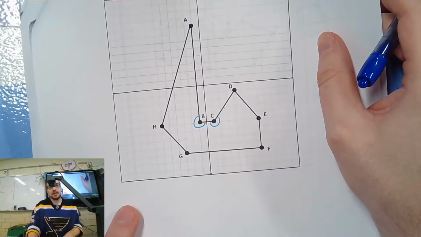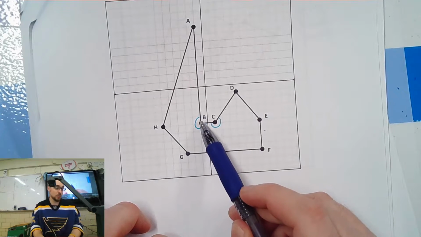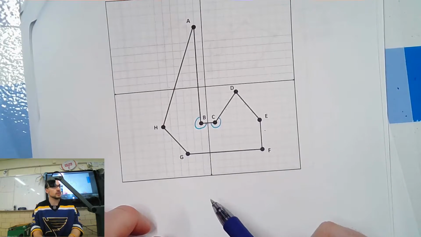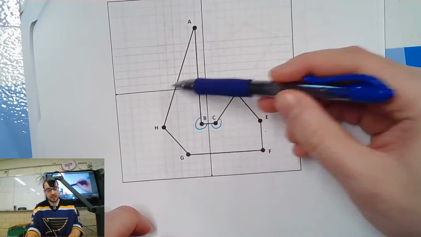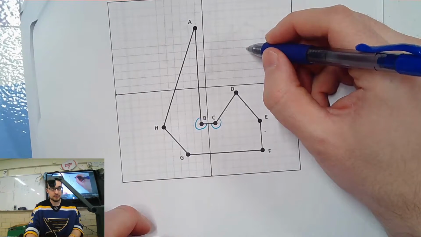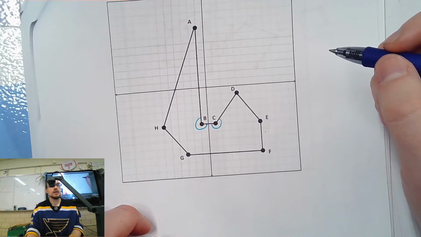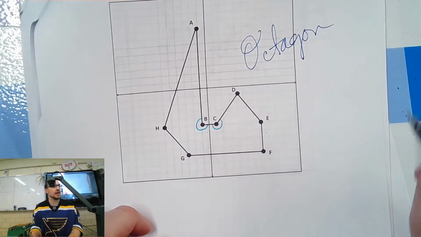Concave or convex? Concave, because at least one angle on the inside is greater than 180. We have 2. Concave, it goes into itself. How many sides? 1, 2, 3, 4, 5, 6, 7, 8. So we call it a what? What do we call this? 8 sides. Octagon. Very good.